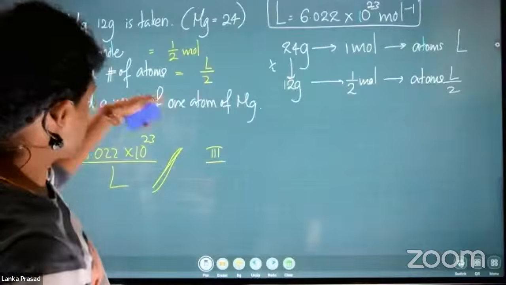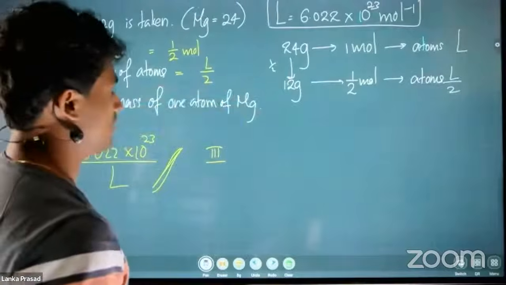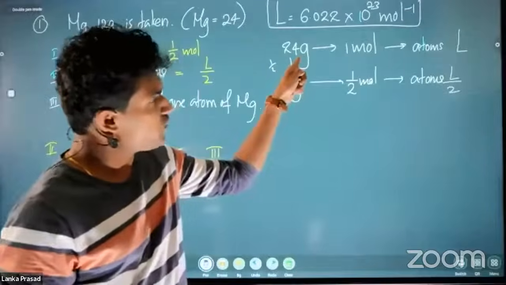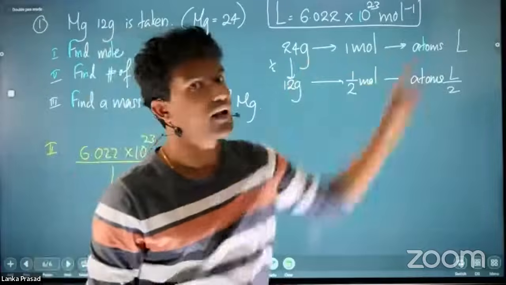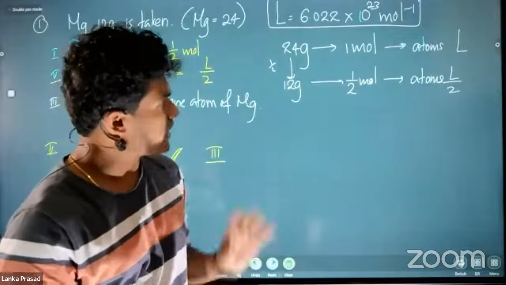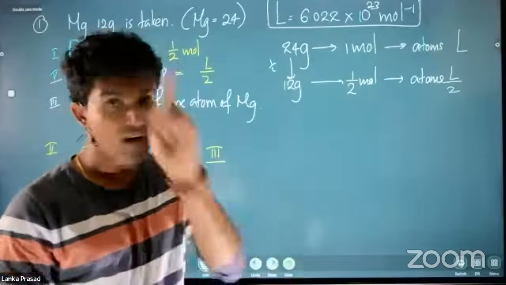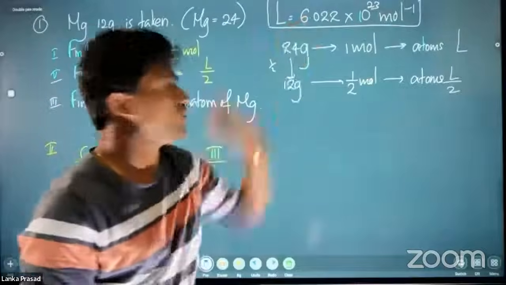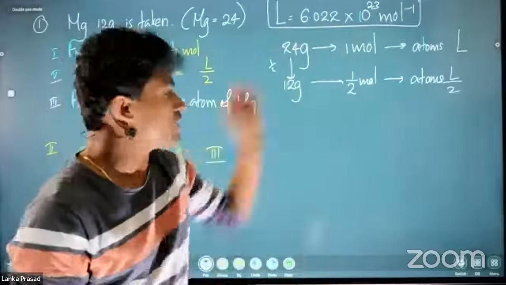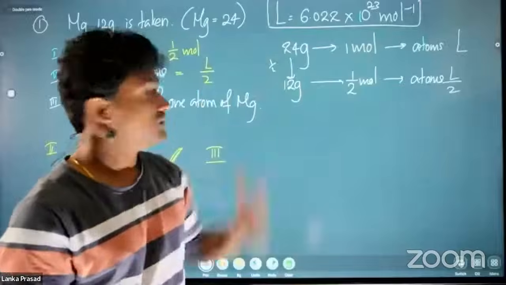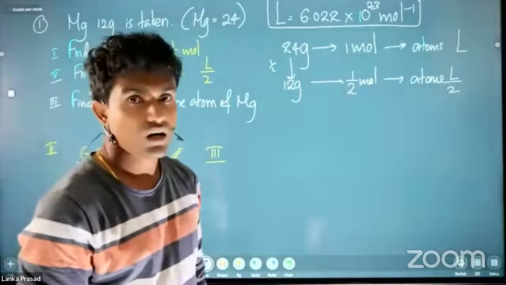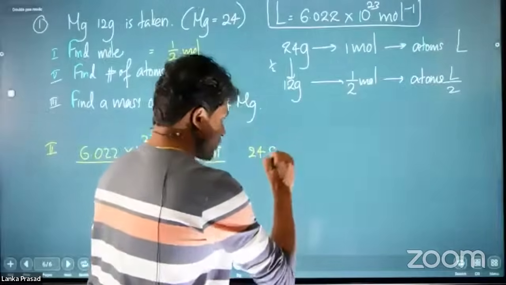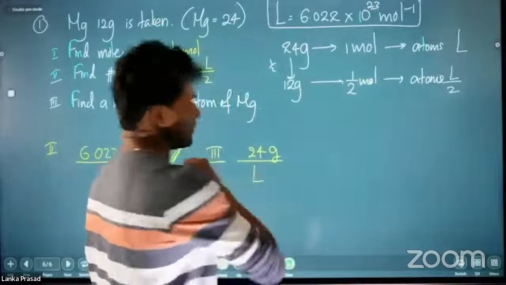Find the mass of 1 atom of magnesium. Look at that. 24 grams contain L atoms, right? So now you want to find the mass of 1 atom. If L atoms weigh 24 grams, 24 grams should be divided by L.